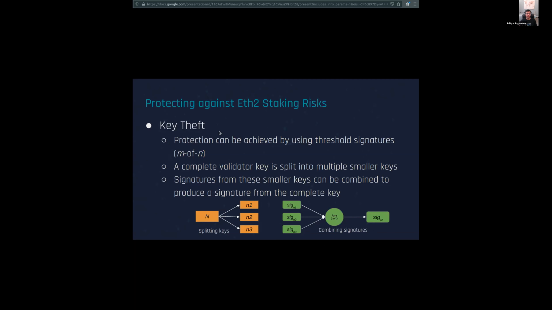If we split our keys in such a way, it's sort of like Horcruxes in Harry Potter, where you just put one each in different places, and then you're secured against key theft unless someone goes ahead and attacks all of them at once.